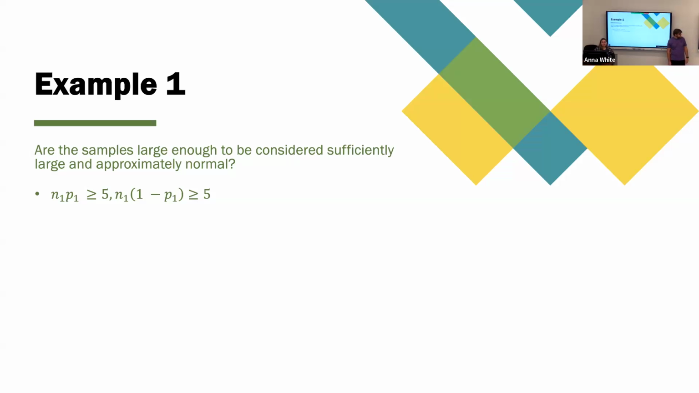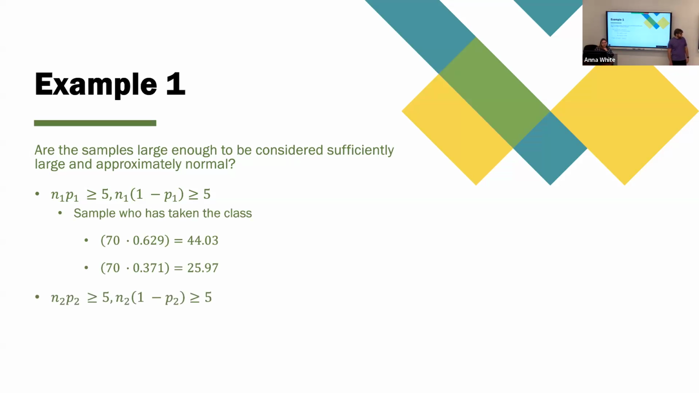For our first group, those who have taken a personal finance class, using the data we collected with a sample size of 70, we multiply it out and find that yes, both of these numbers are greater than or equal to 5, so that sample is sufficiently large. Great. Then we do it again, the same exact procedure, using the information from our second sample, students who have not taken a personal finance class. Doing this multiplication, same thing: both numbers are greater than or equal to 5, so we can move on and conduct our analysis.